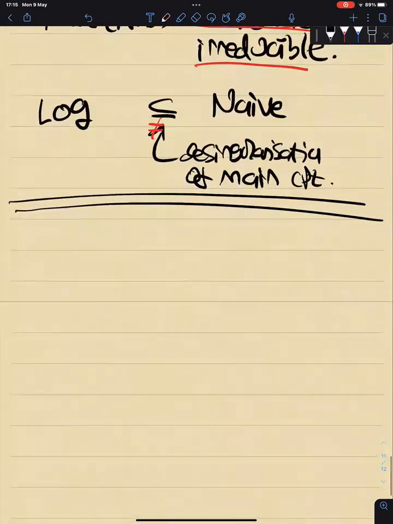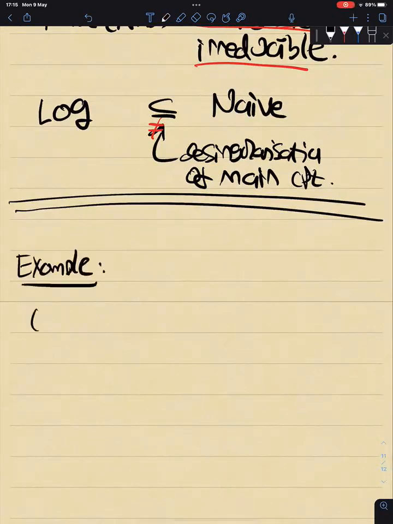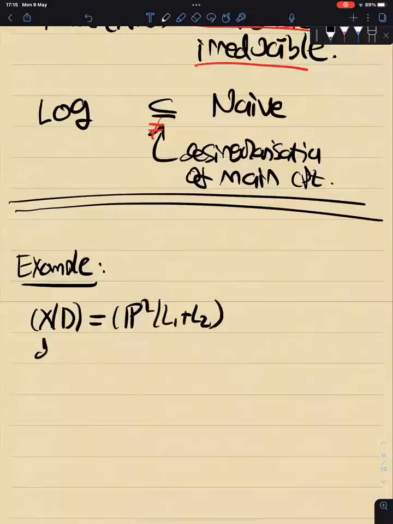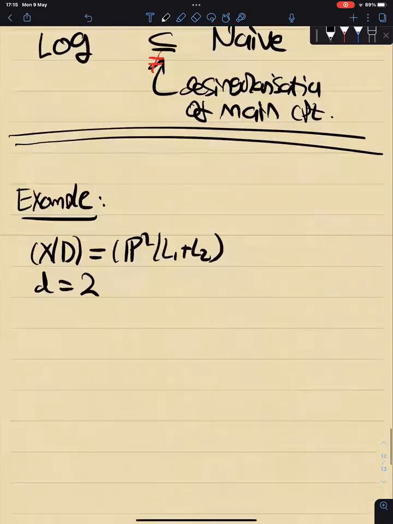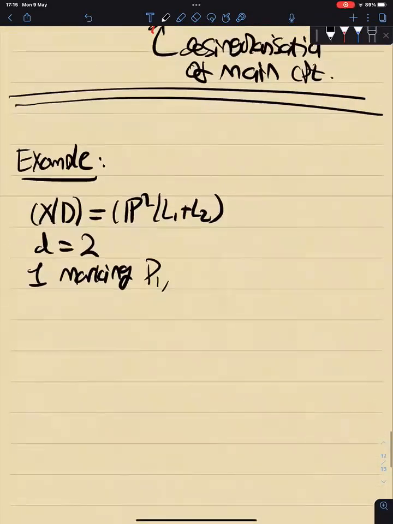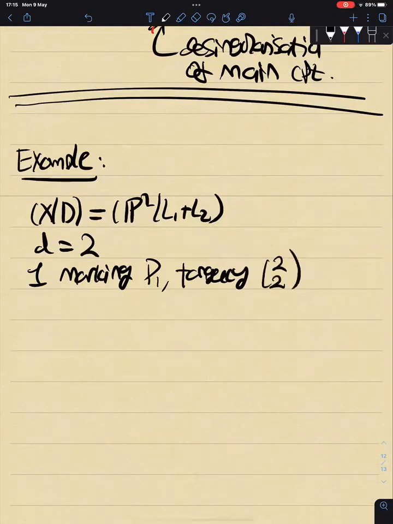Okay, so let's do an example. Here's the example I've been promising. My pair is P2 relative to 2 lines, and I'm going to work with degree 2 curves. I'm going to fix one marking, call it P1, with tangency C, which is tangent to both curves simultaneously. Both divisor components, so tangency C (2, 2).